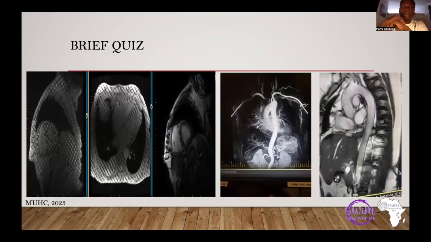Okay, so we are done with all the basic scans and all those little scans. Let me ask us a question. Have we seen this imaging before? I don't want to call it the name. This, I know you have seen this. Have you seen this?